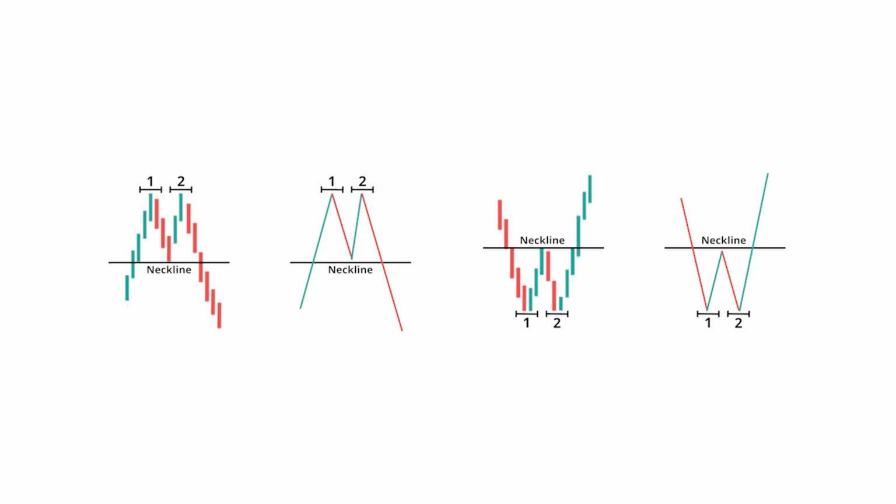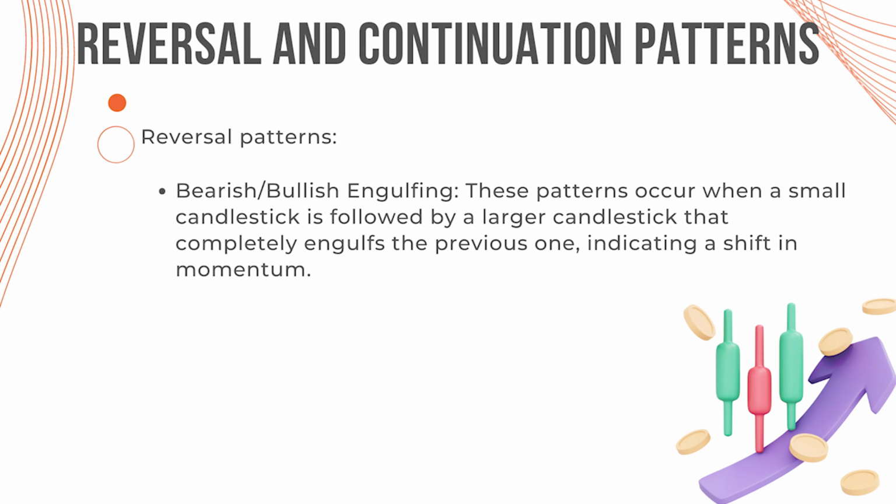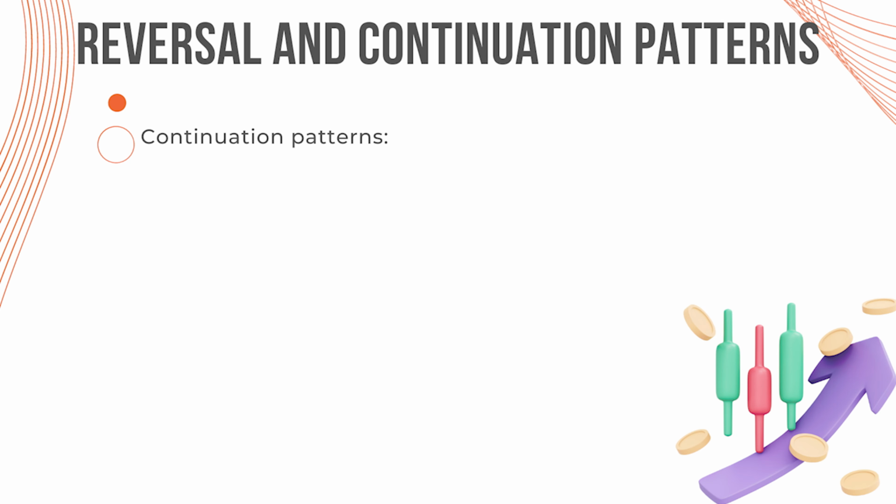This pattern occurs when the price reaches a high or low twice but fails to break through, indicating a potential trend reversal. Bearish, bullish, engulfing. These patterns occur when a small candlestick is followed by a larger candlestick that completely engulfs the previous one, indicating a shift in momentum. Continuation patterns.